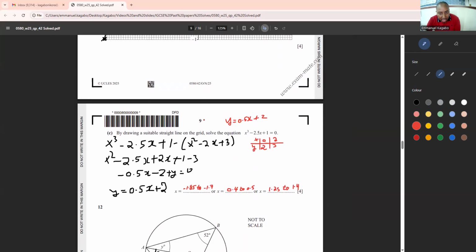Okay, let me try to reduce the size here. Then they said by drawing a suitable straight line on the grid, solve this.